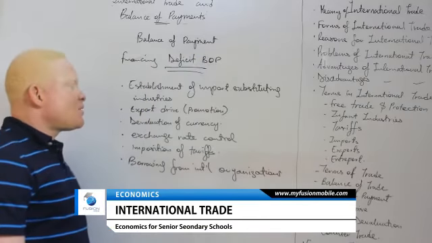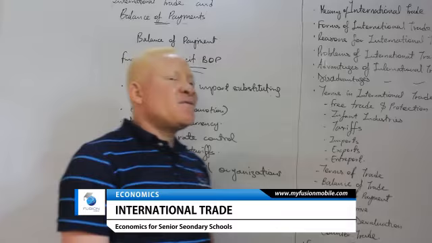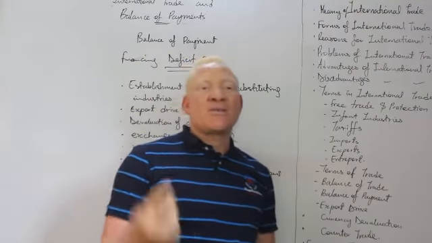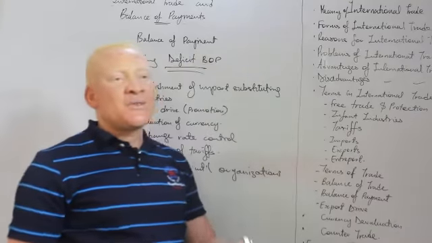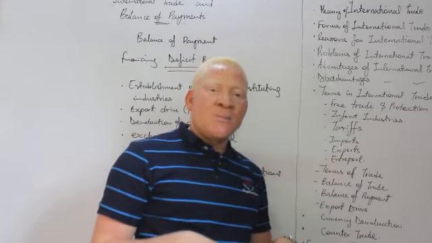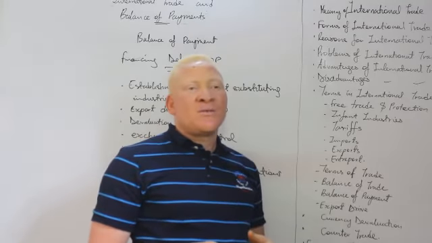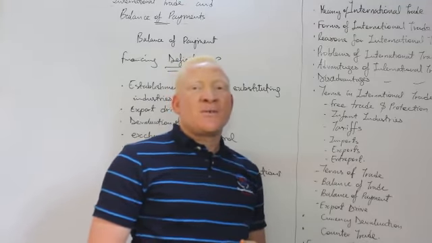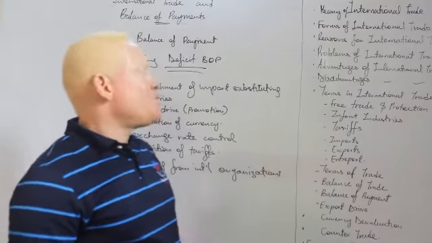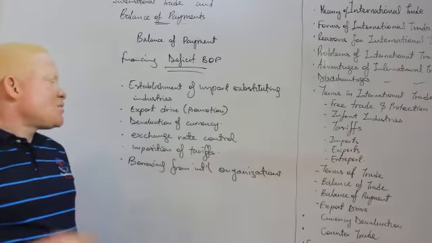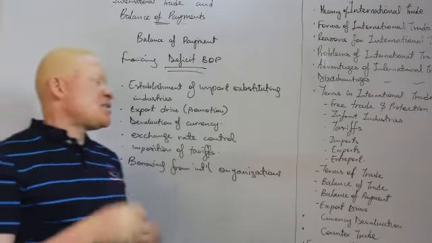The next one, the devaluation of currency. The reason for the devaluation of currency is to also promote local production and discourage importation, since imported goods will be costlier and exported goods will be what? Will be cheaper. It is cheaper to export than to import. Then exchange rate control is to be able to manage an exchange rate.